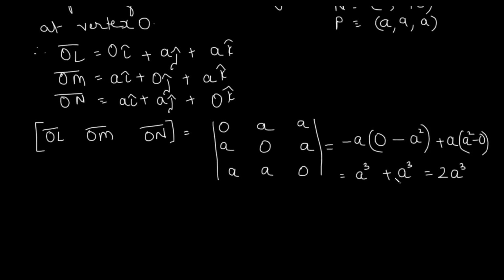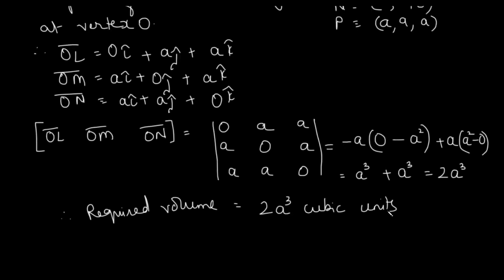You know that the volume of a parallelepiped with coterminous edges is given by the box product of those edges. So OL, OM and ON are the coterminous edges of the required parallelepiped. Therefore, the required volume is given as 2A cube cubic units. So thus we get our answer.